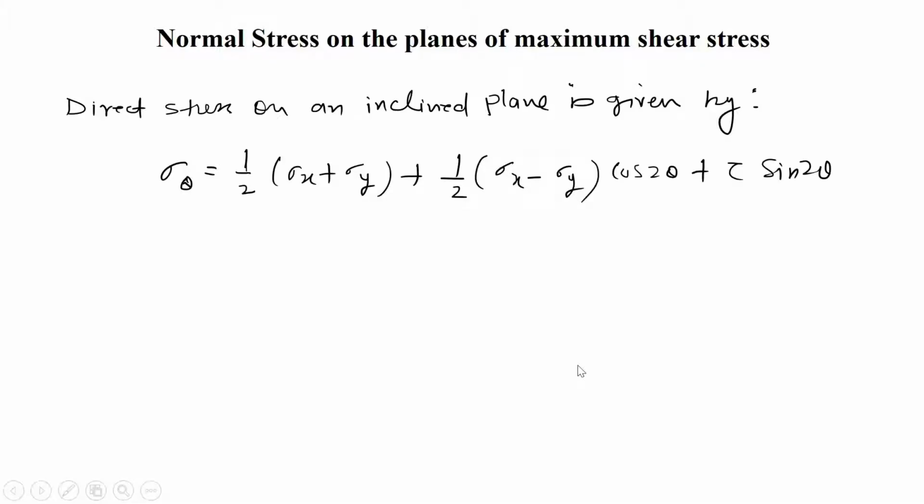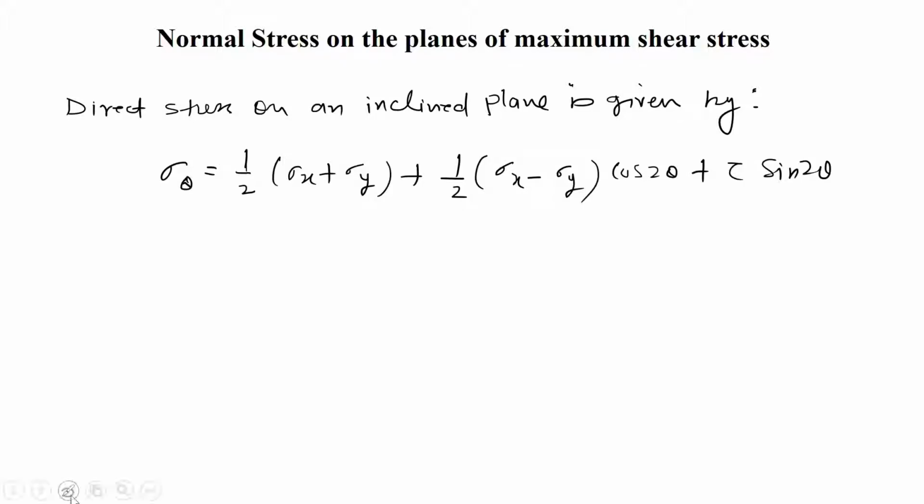Hello everyone, welcome back. In this lecture we are going to study the normal stress on the planes of maximum shear stress. As we discussed in the lecture, the direct stress on an inclined plane is given by this expression, which is sigma theta equals 1/2 (sigma x plus sigma y) plus 1/2 (sigma x minus sigma y) cos 2 theta plus tau sin 2 theta.